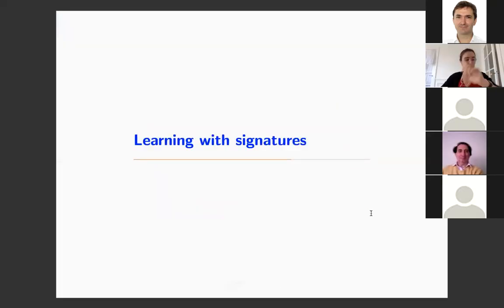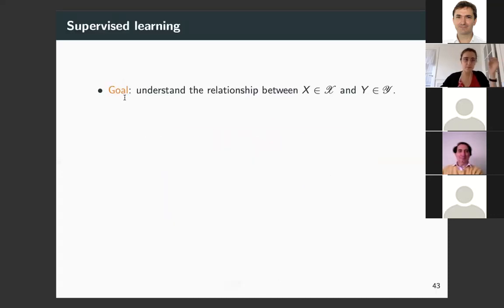Yeah, that's it for the properties. So I've tried to give the algebraic properties of a signature. And now I will focus on how we use this in machine learning, basically. So a few words on supervised learning. I will place myself in supervised learning. So now our goal is to understand the relationship between two objects which live in X and Y, which live in two different spaces. And X is the input and Y the output.